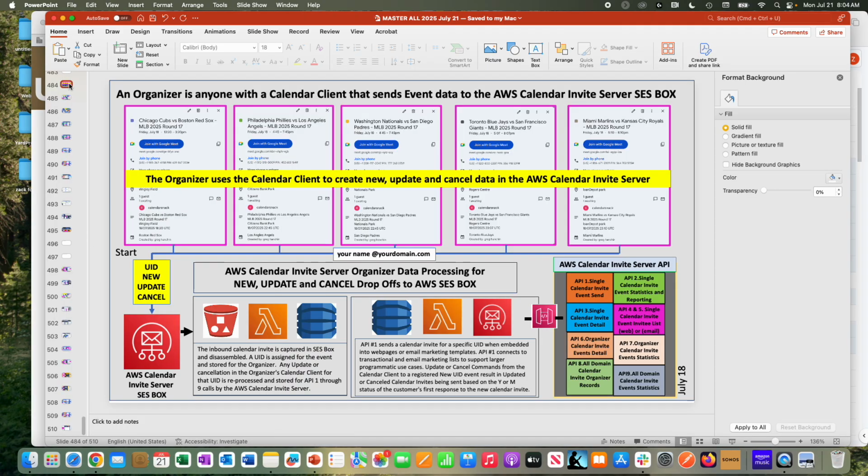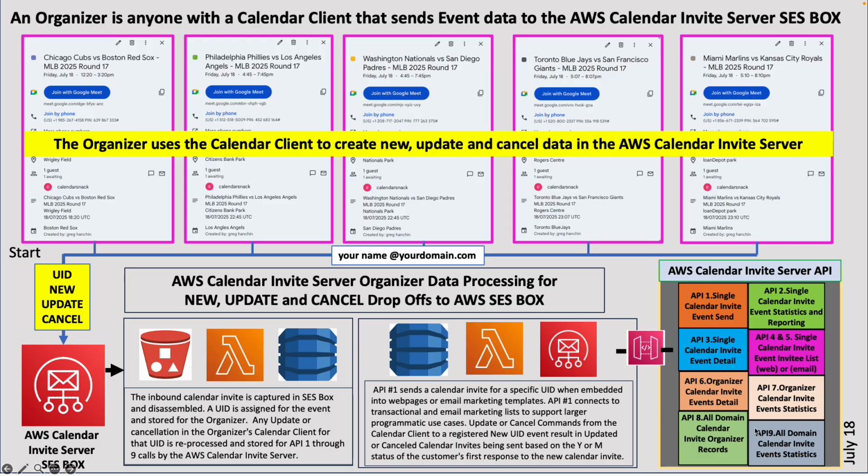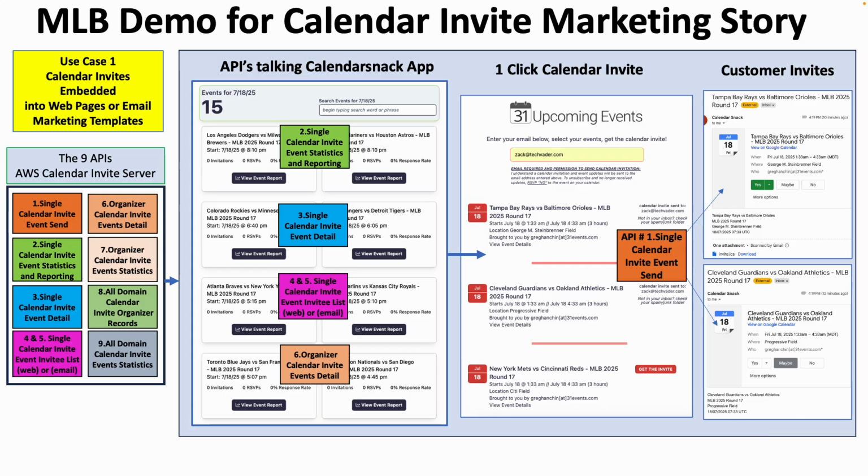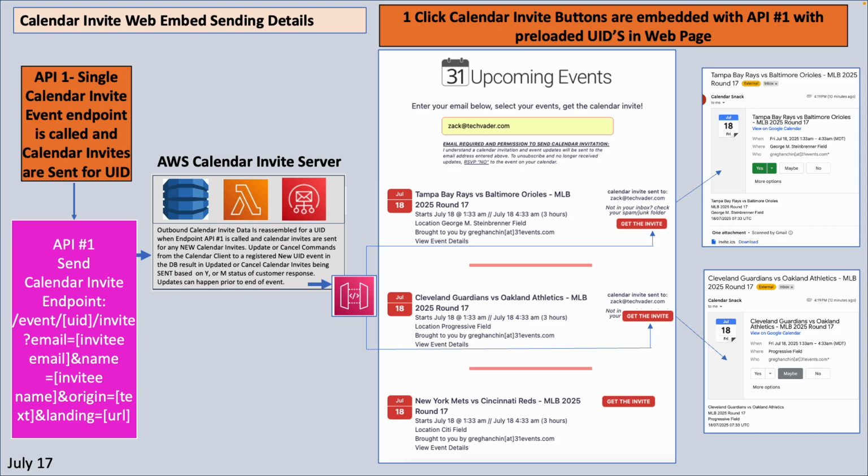So let me go back up here and not get into too much of the craziness of these slides, but let me get to one slide that kind of points out what's going on here. And that is we are doing calendar invite web embeds. So this API here is embedded into the web page itself. We auto-generate this in the visual using a Vue.js app. And what it is doing is talking to API number one, which is a single calendar invite endpoint. And this endpoint basically works such that it pulls this data out of the AWS Calendar Invite server via the API gateway. We paint the screen.